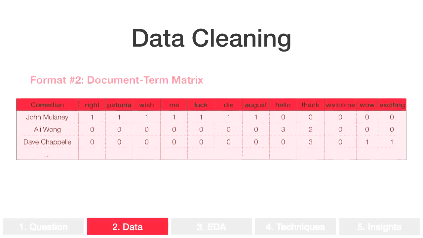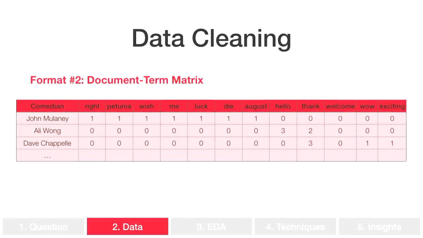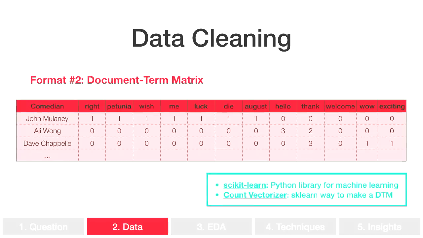At the end of this step, we've created this document term matrix. The way that we do this is within scikit-learn. Again, this is Python's machine learning library. There's a function called count vectorizer, which helps us create this document term matrix. You can do a little bit of data cleaning ahead of time, and then you put it in count vectorizer. It creates this matrix for you, and you're even able to remove stop words along the way. So count vectorizer is a great tool for this.